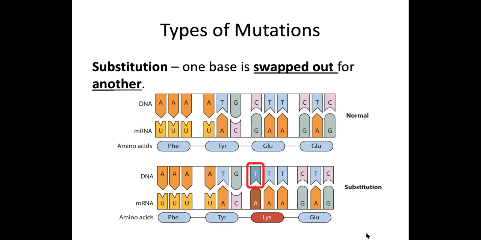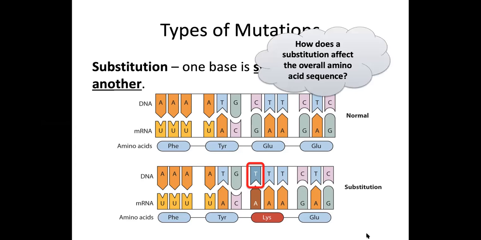So if you are ever asked a question, for example, how does the substitution affect the overall amino acid sequence, you would say that it changes just that one amino acid. Because if you were to then transcribe this and translate it, how many amino acids changed? Only one. And it's just that one where the substitution took place.